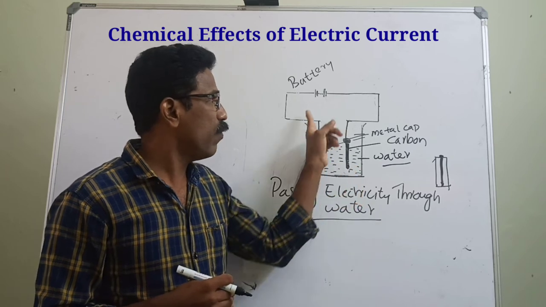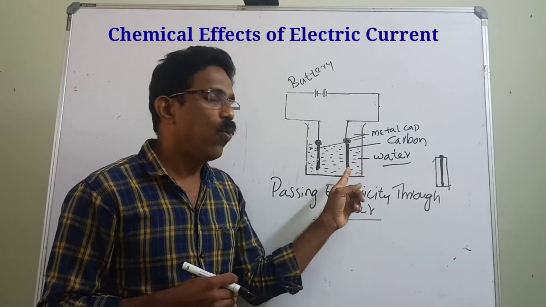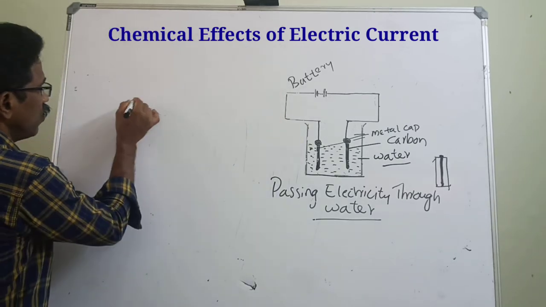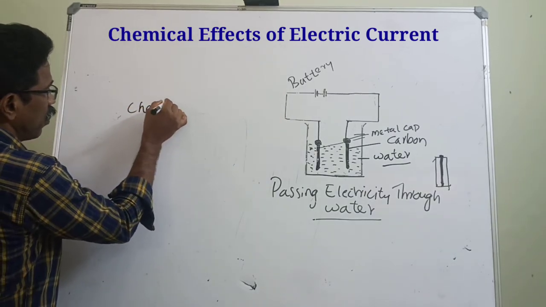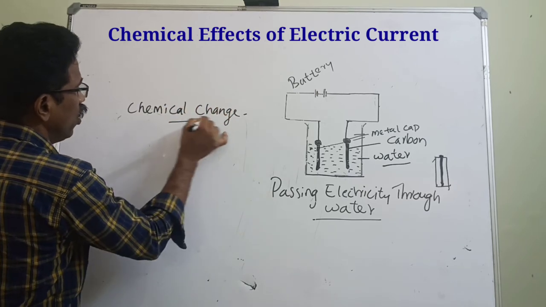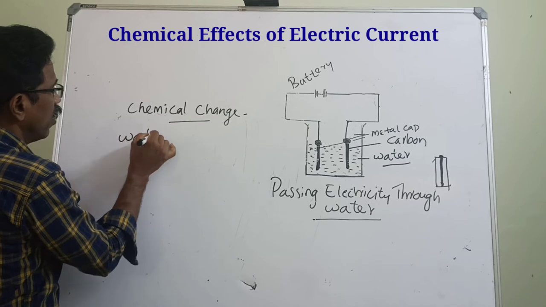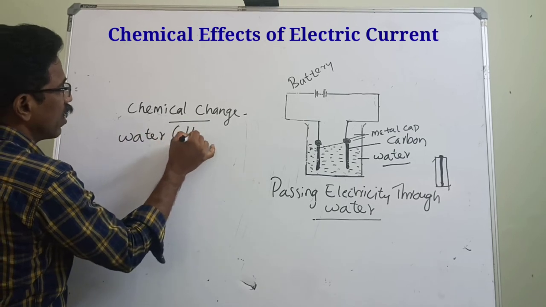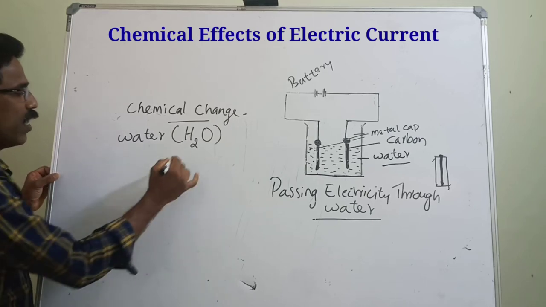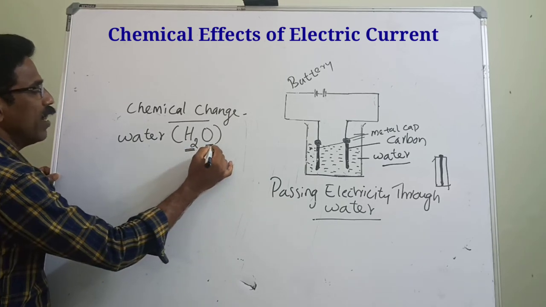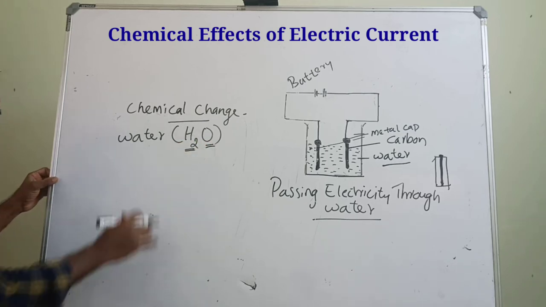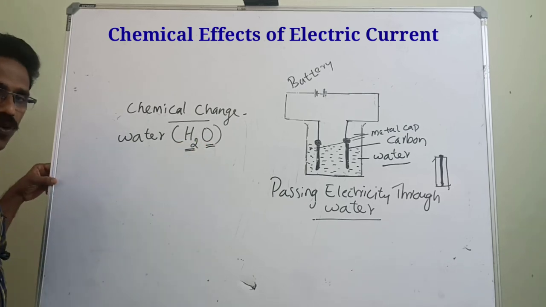And in this setup, when electricity passes through water, what happens? We have studied that a chemical change will take place to water. You know, the chemical formula of water we have studied is H2O. It means that a water molecule contains hydrogen and oxygen in the ratio 2:1. What happens when electricity passes through water?